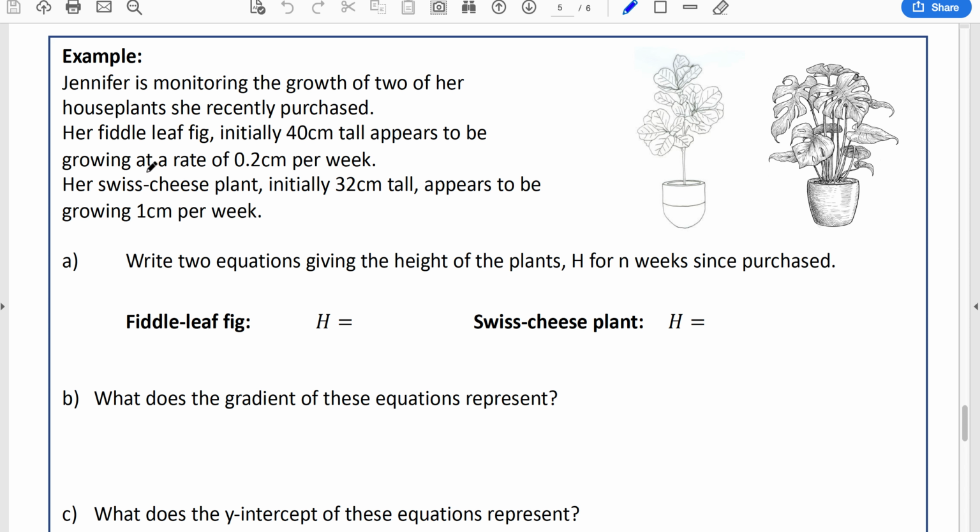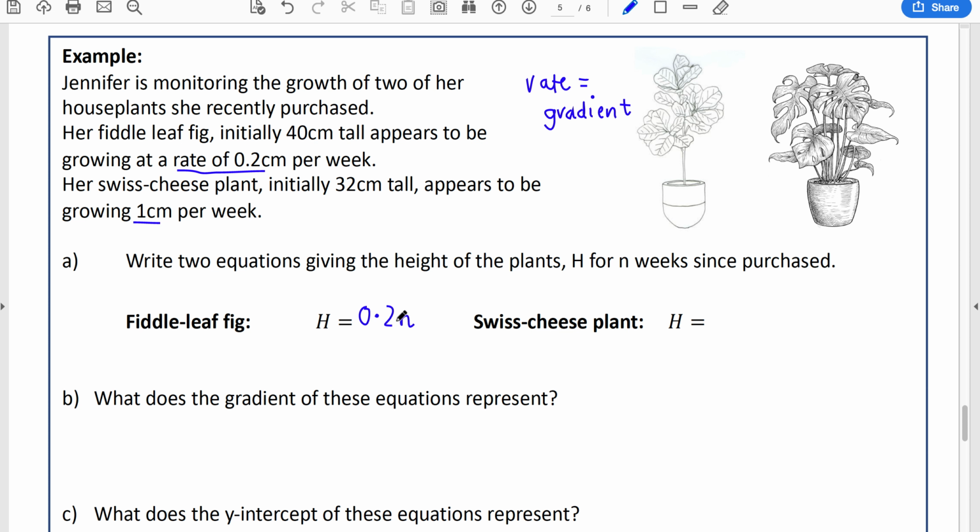First of all, see how it's got here growing at a rate of. You might remember that rate, when we see that word, or when we see a rate in the question, it's likely that it's referring to the gradient in our equation. So straight away, I'm thinking, okay, if it's 0.2 centimeters per week, and I'm going to use n for weeks since I'm told to here, means that the height is going to be 0.2 by n, so by however many weeks.